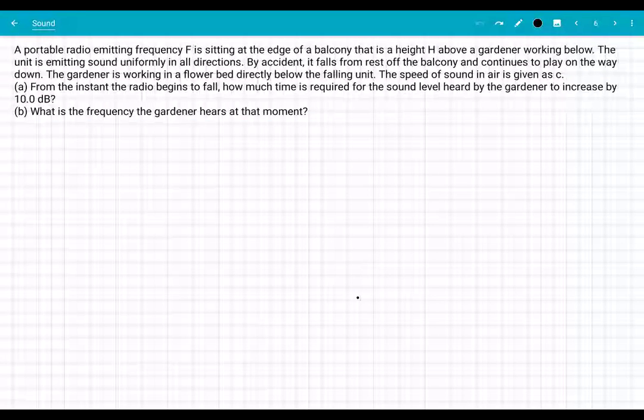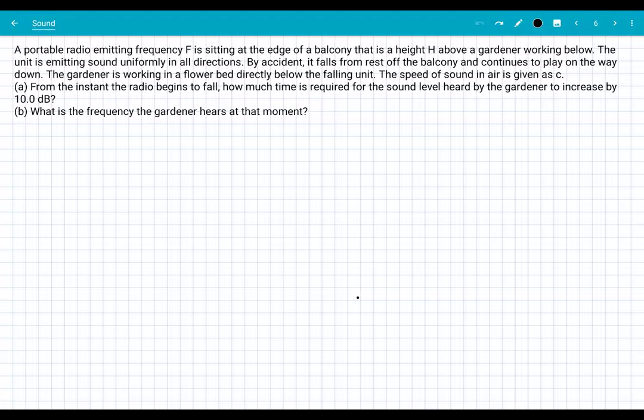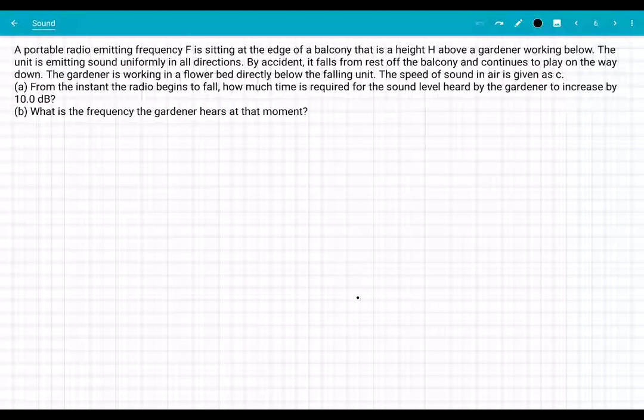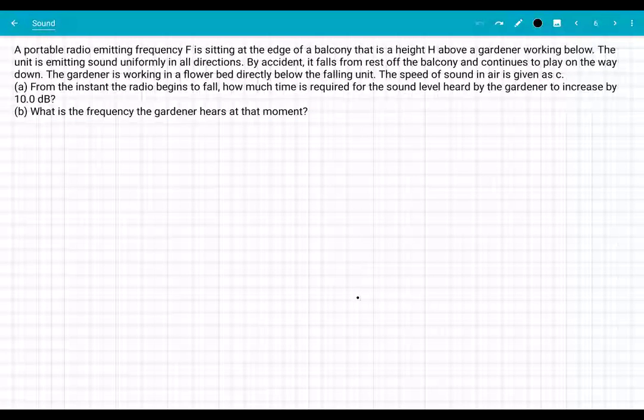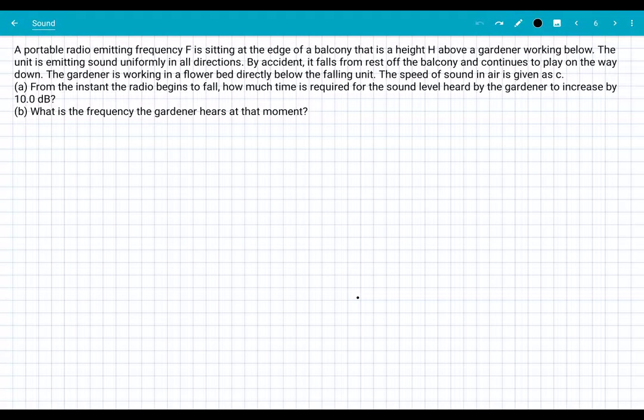A single frequency F, and it falls off the edge of a balcony that's above a gardener that's working below it. So it continues to make the frequency sound wave on the way down, and there's someone that's working directly below the unit. So the question here is, from the instant it begins to fall, how much time is required for the sound level heard by the gardener to increase by 10 decibels?